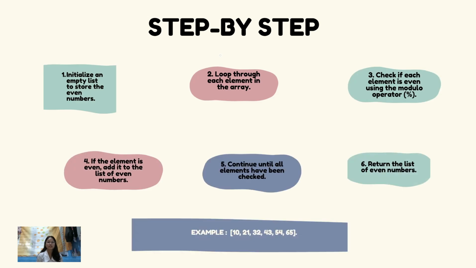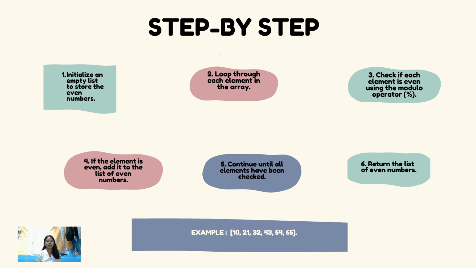So these are the step-by-step instructions for finding even numbers in an array. The first step is to initialize an empty list to store the even numbers. The second step is to loop through each element in the array. Step 3, check if the element is even using the modulo operator. Fourth step, if the element is even, add it to the even numbers list. Step 5, continue until all elements have been checked. Step 6, return the list of even numbers.